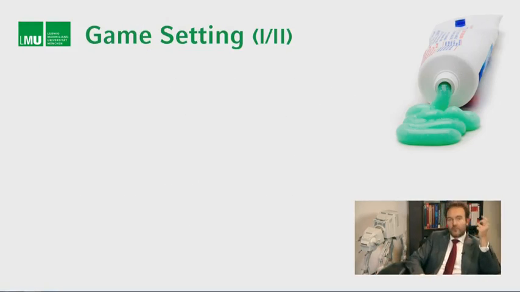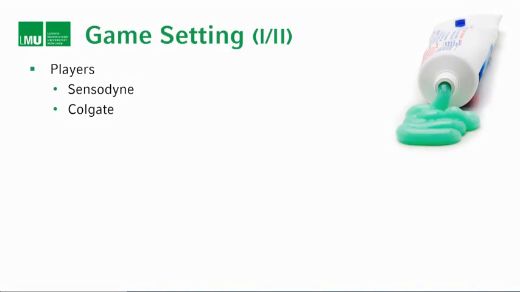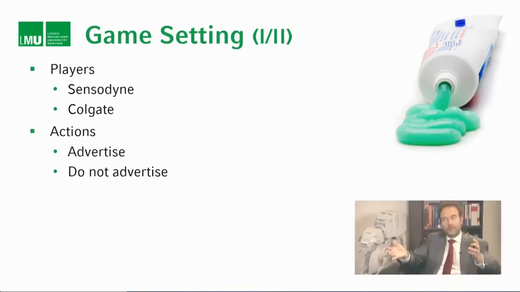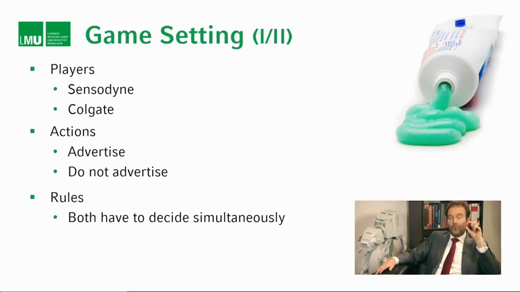So taking that situation and trying to structure it, we need to do the following things. We need to figure out who the players are. This is easy in this case, of course. We've got Sensodyne and Colgate. We need to know what the actions are. And the actions in this case are to advertise or not to advertise. And we need to know what the rules of the game are. And the rules of the game here are quite simple. They basically state that both will have to decide simultaneously.